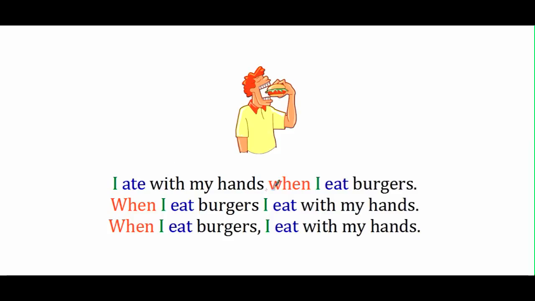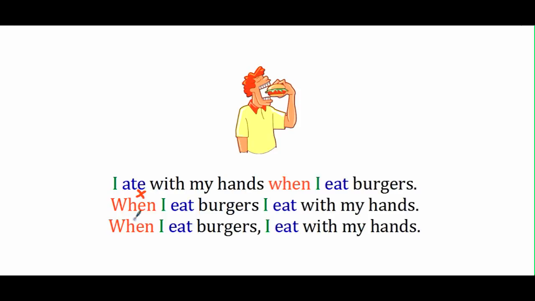And now the final example. I ate with my hands when I eat burgers. So the main clause has a subject and it has a verb. And the adverbial has an adverb, a subject, and a verb. So what's the problem? Well, when we use when, we're talking about habits. So both verbs need to be in the same tense. The tense needs to be consistent. So we can't say I ate with my hands when I eat burgers. We need this to be in the present as well. It should be I eat.